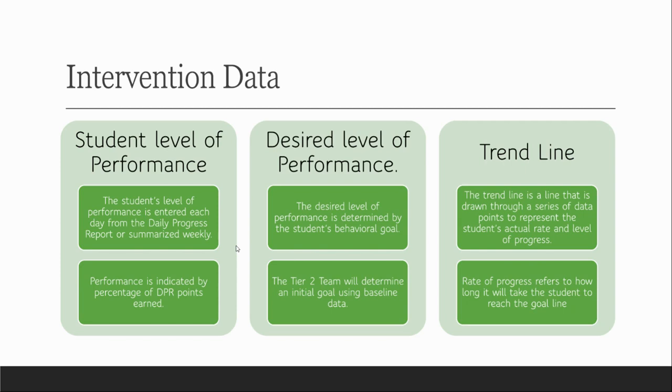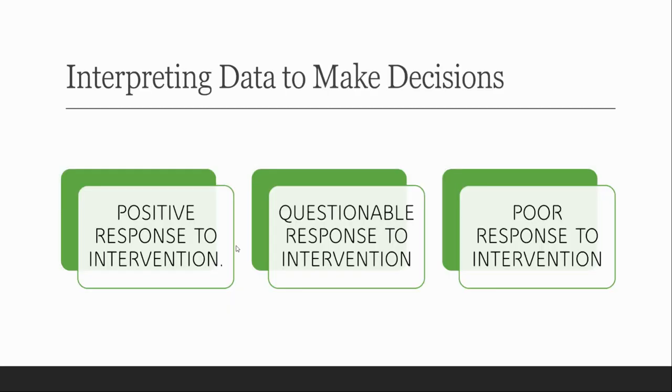And then the third thing to consider is the trend line. The trend line is a line that is going to be drawn through a series of data points to represent the student's actual rate and level of progress. The rate of progress refers to how long it will take the student to reach the goal line. So we're just mapping their progress and ensuring that our trends are going in the correct direction.